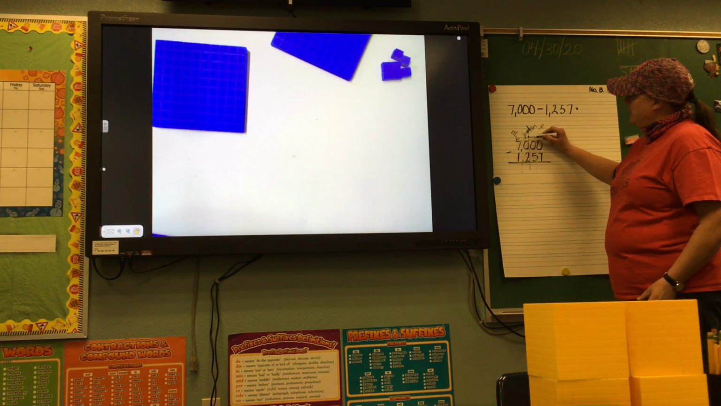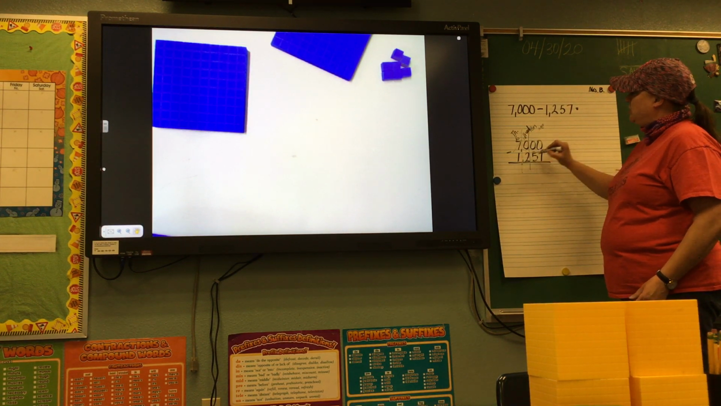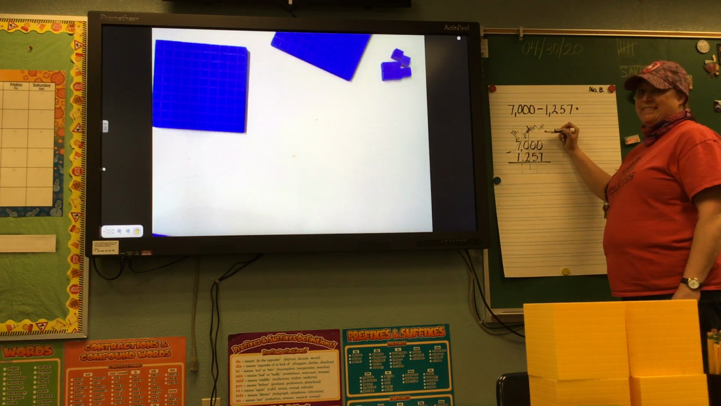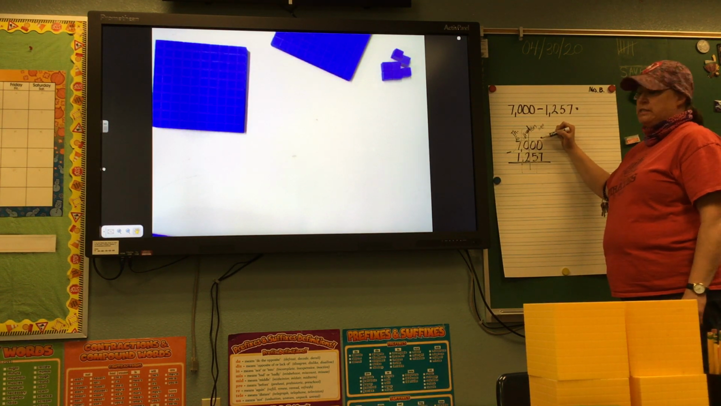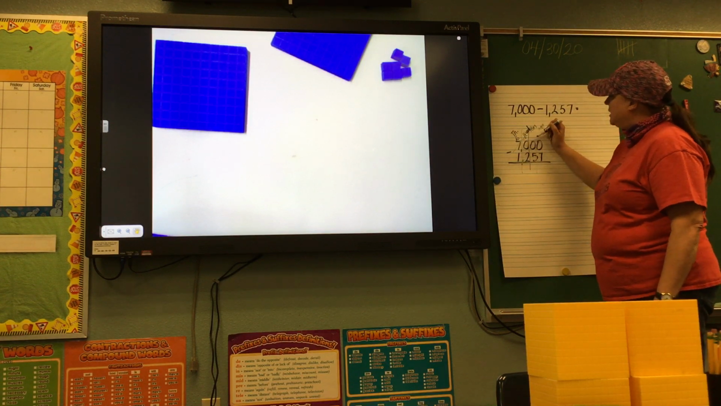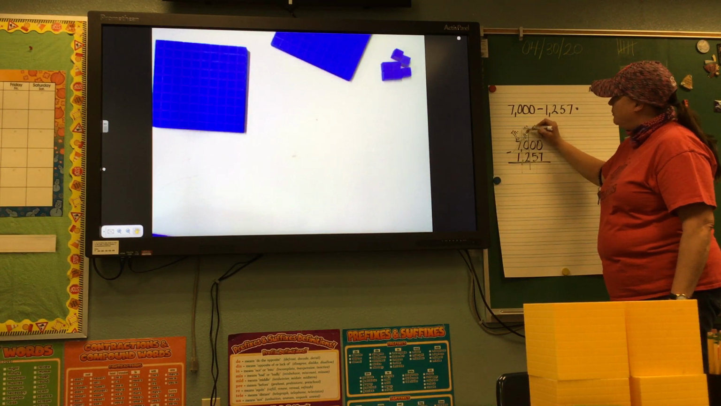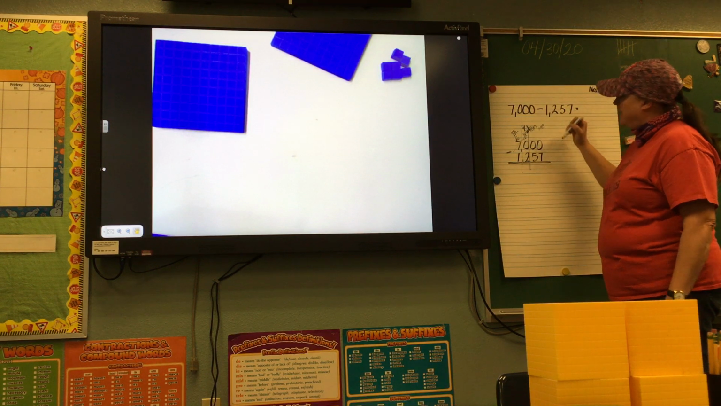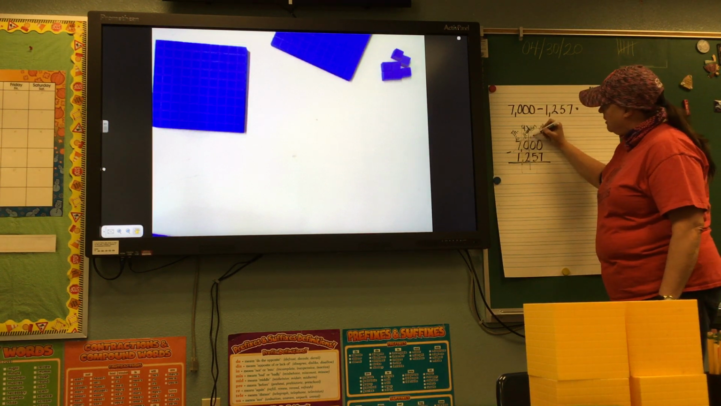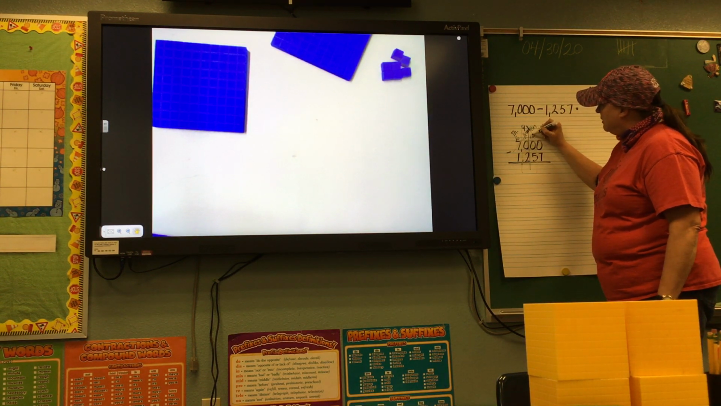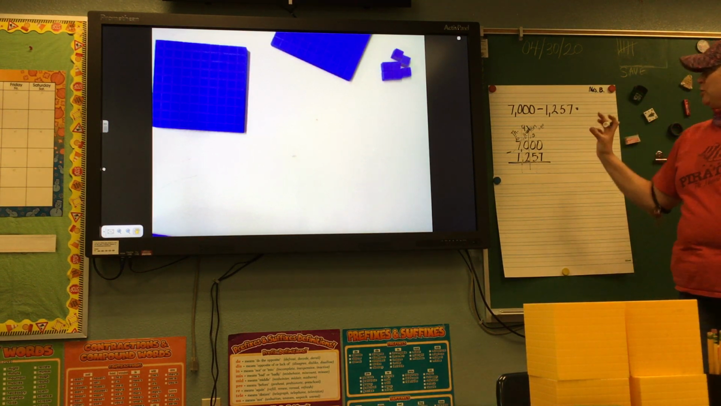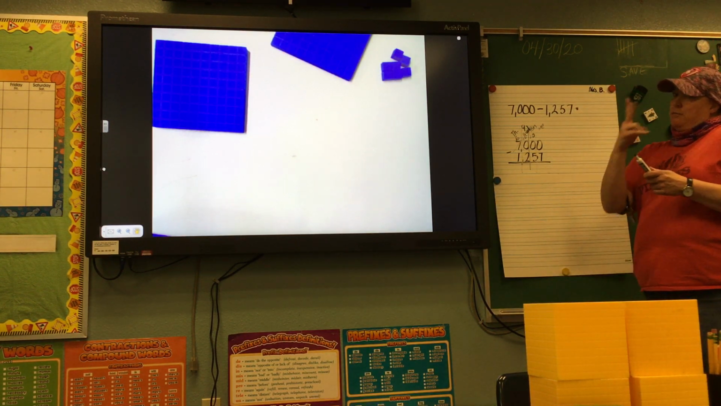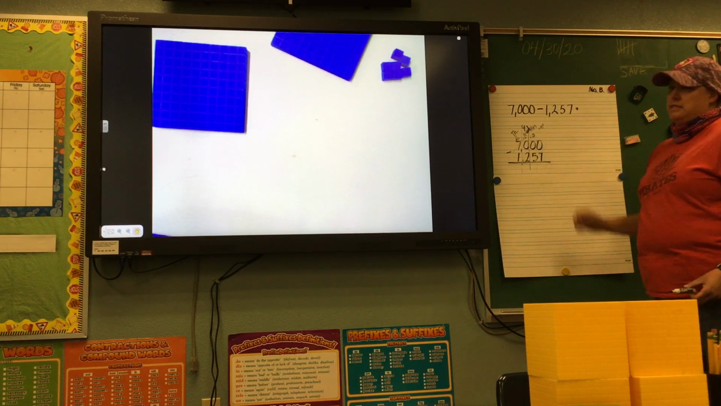Now I can't just say 10 hundreds take away 2 hundreds. I haven't done my tens yet. Now though, I can come over and take one of those hundreds. I'm going to come over here and cross that out. I'm taking one of the hundreds flats. So instead of 10, I now have 9 left. Here are the 10 sticks that I got out of that 100 flat. I took one of the hundreds flats, cut it back up into 10 sticks, and now I have 10 sticks.